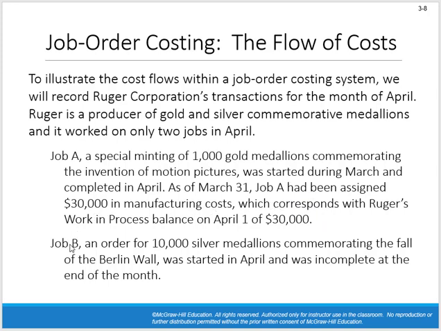Then we have Job B, an order for 10,000 silver medallions commemorating the fall of the Berlin Wall, and that was started during April and was still incomplete at the end of the month. So at the end of the month, Job B is still going to be in WIP. So let's take a look at our raw materials.